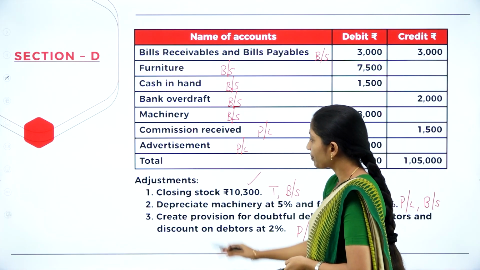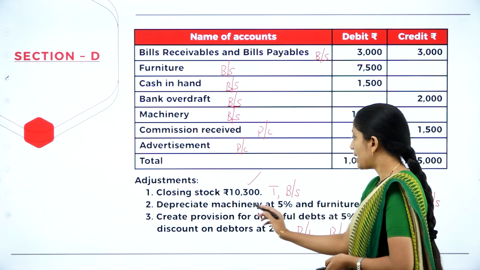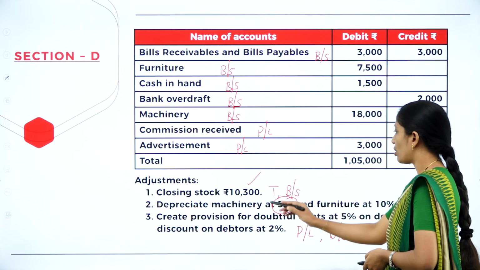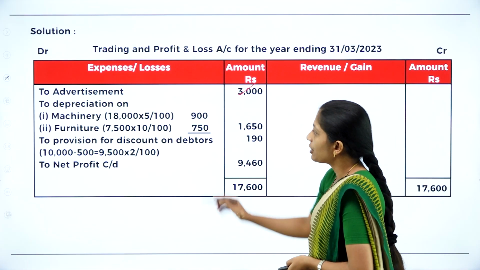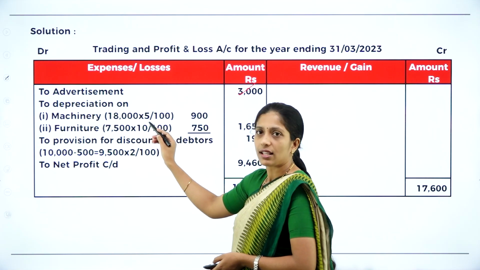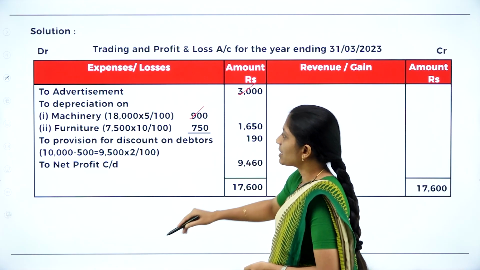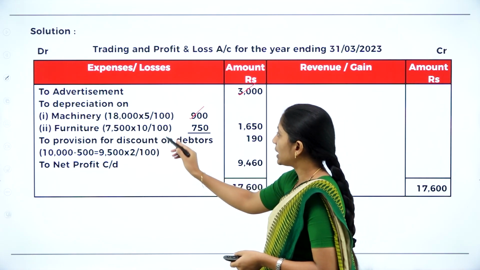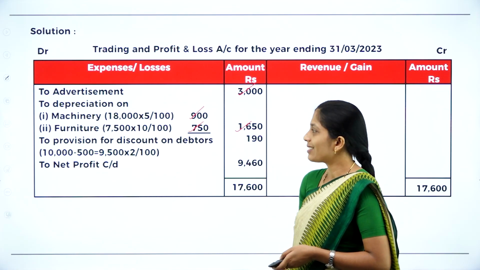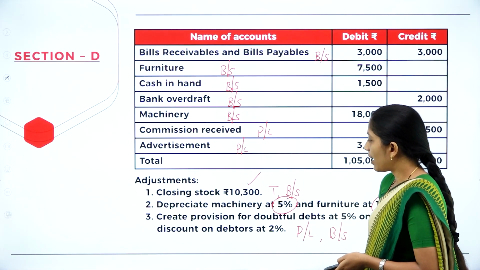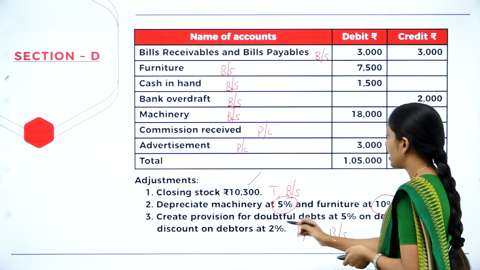Now see the adjustments. So closing stock once we have recorded. Depreciation we have to record 5% on machinery and 10% on furniture. So how do we write? To depreciation on machinery 18,000. They have given the amount in the trial balance. 18,000 into 5% is 900. Furniture 7,500 into 10% is 750. Overall it is 1,650.